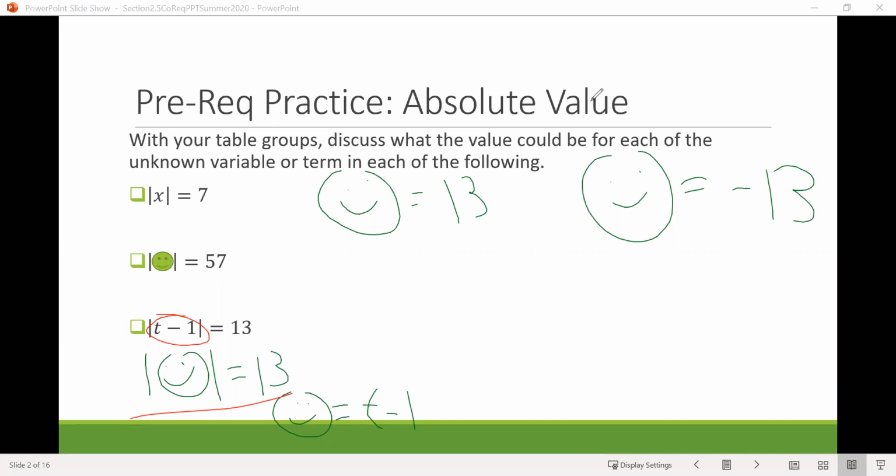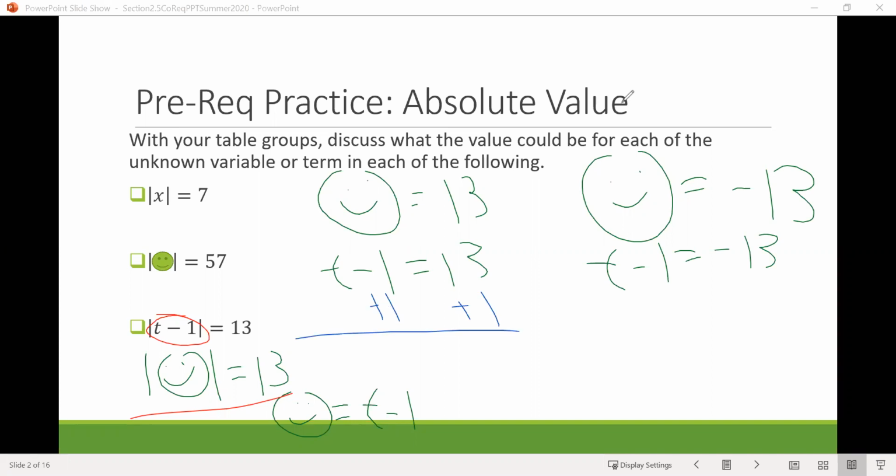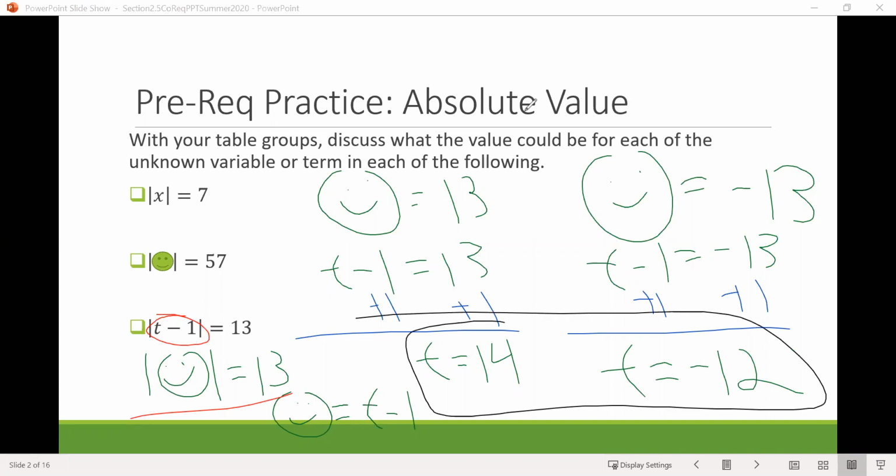But in this case, the smiley face is not what we started with. We started with t minus 1. So what we're really saying is that t minus 1 equals positive 13, and t minus 1 equals negative 13. We can solve both of those. And notice when we do that, we end up with t equals 14. And adding in 1 here, we end up with t equals -12. So the 2 things that t could be are positive 14 and -12.